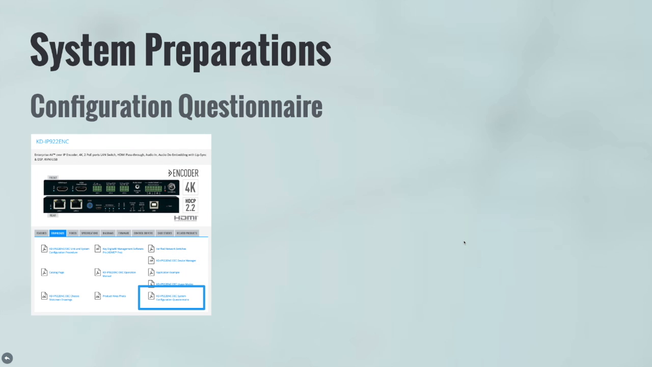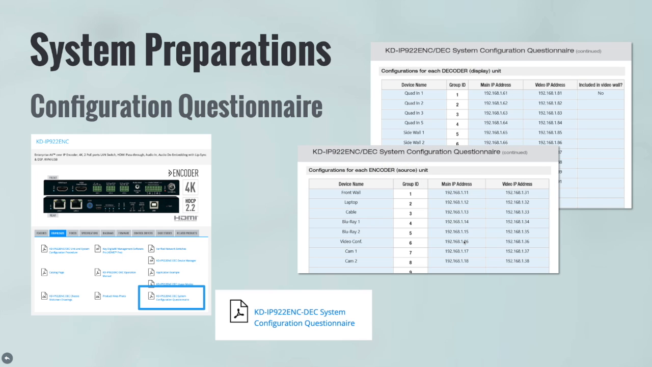Now we also have, and this is very exciting for you integrators who've not done this before, a configuration questionnaire on every product page, the 922s, 822s, 1022s, and the IP 1080s. We're going to ask you for the friendly names of your video sources and displays, and we're going to ask you to provide us 2 IP addresses.